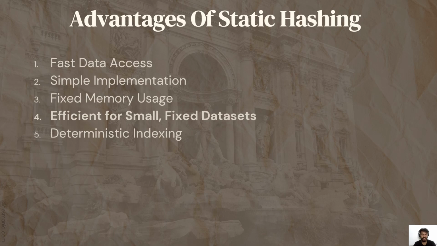Fourth one, efficient for small fixed databases. It works best when the number of keys is small and the dataset size is known in advance, saving memory and ensuring fast performance. Fifth one, deterministic indexing. A good hash function ensures that a specific key always maps to the same index. Data retrieval is reliable and consistent.